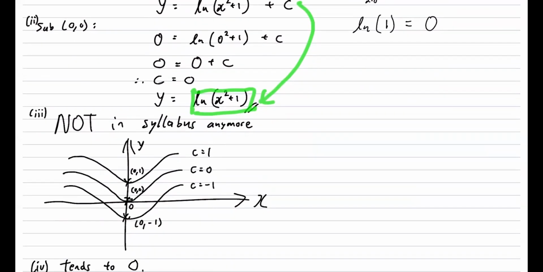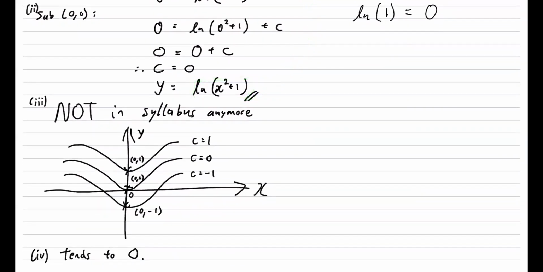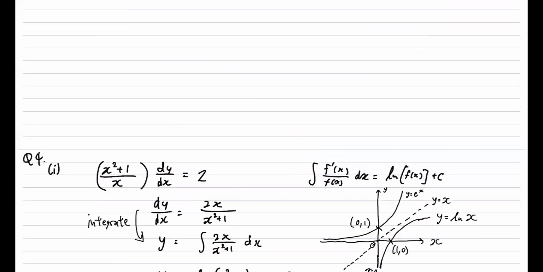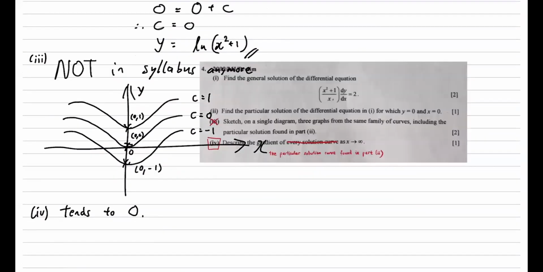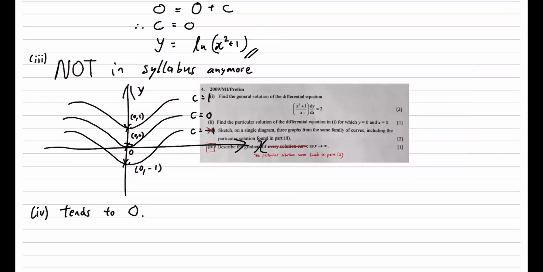Then part 3. This one is no longer in the syllabus anymore. What is part 3 asking you? Let me just bring down my question. Cut and paste it over here. Shrink it down a little bit. Part 3 is asking you to sketch on a single diagram 3 graphs from the same family of curves. It is no longer in your syllabus. Basically, they're asking you to sub in different values of c and then draw the graph. This is what we call a family of curves, but it's not in the syllabus, so ignore this.